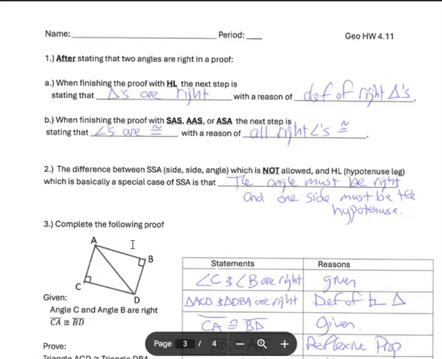Number two, the difference between SSA, which is not allowed, and HL is basically that HL is SSA where the angle must be right, because it won't make two possible triangles, it'll make only one.